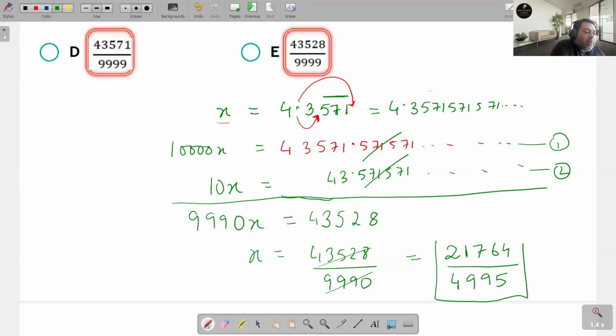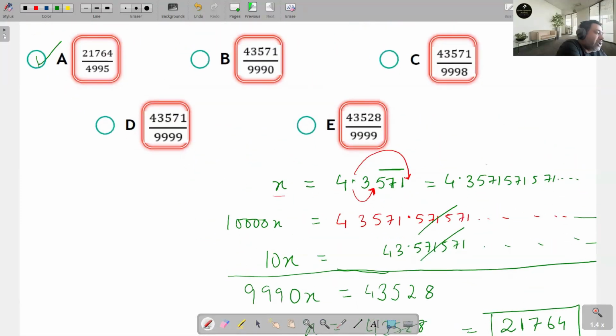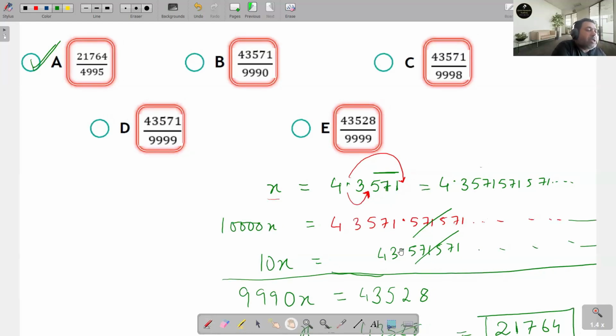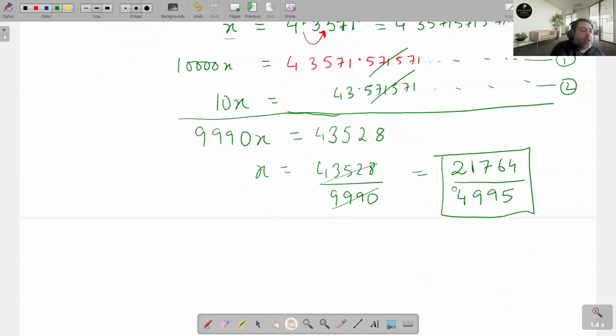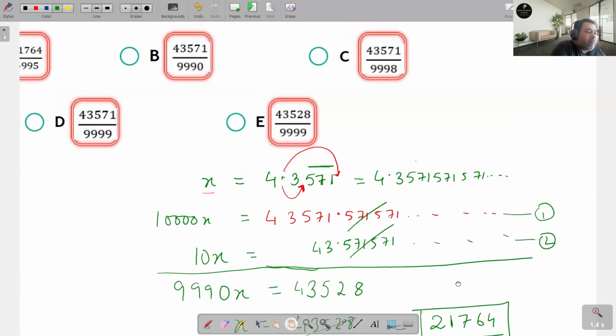All right, and that's our final answer. So 21764 divided by 4995 is option A. Now, if you know how to do this, you need not do all these steps. The way to do this is very simple. First of all, we did these just to get the formula also.